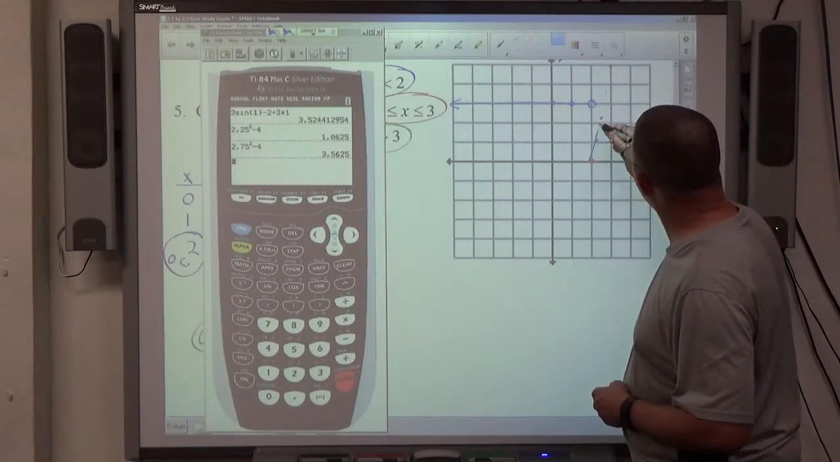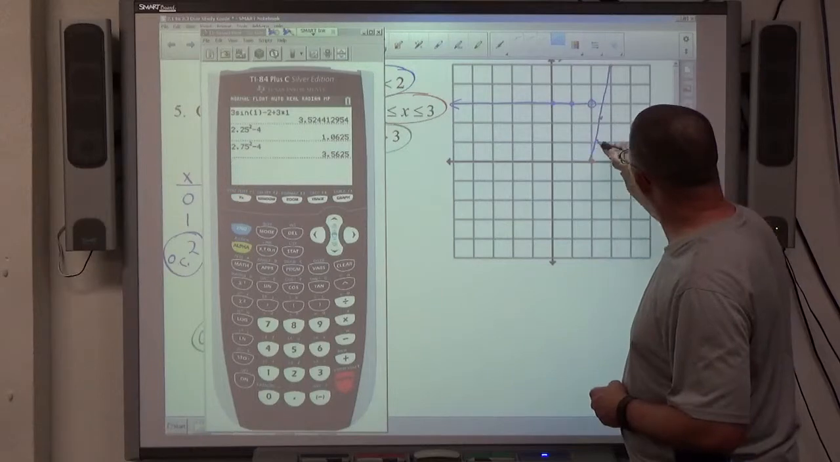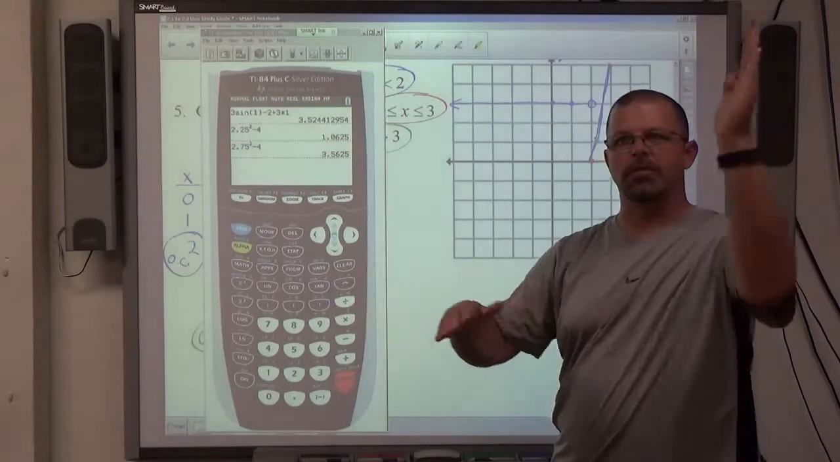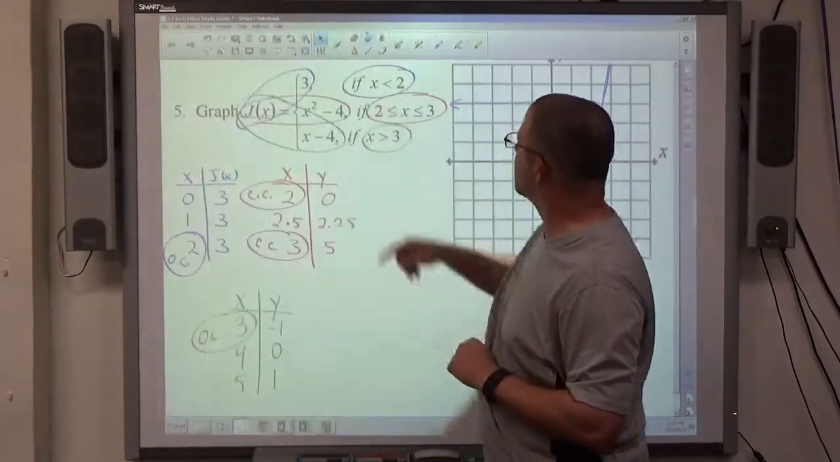Still kind of looks like a straight line. Just give it a little bit of a bend so it looks like a parabola. As the parabola gets further away from the vertex, it kind of straightens out a little bit.